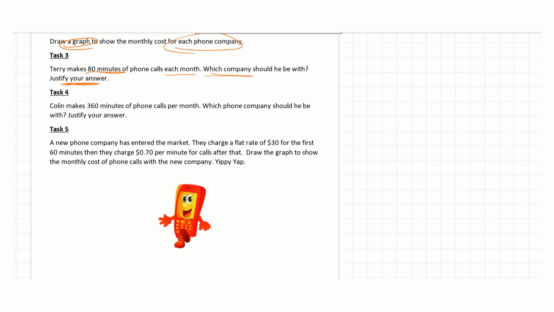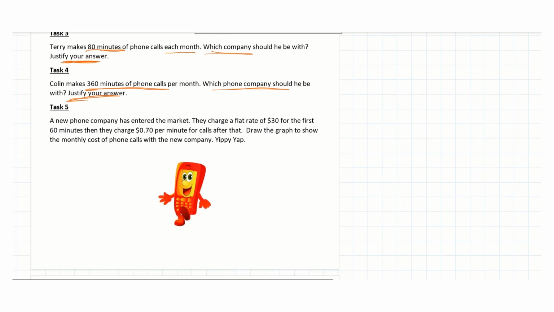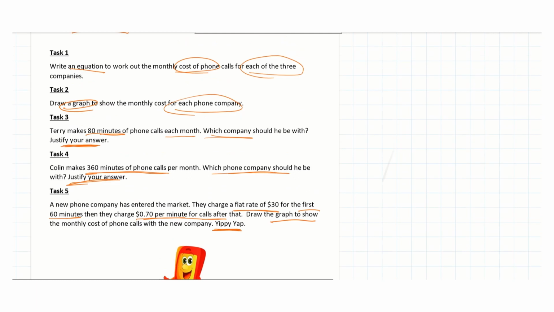Colin makes 360 minutes of phone calls per month. Which company should he be with? And justify your answer. And finally, a new phone company has entered the market. They charge a flat rate of $30 for the first 60 minutes, and then they charge 70 cents per minute after that. Draw the graph to show the cost of the phone calls.